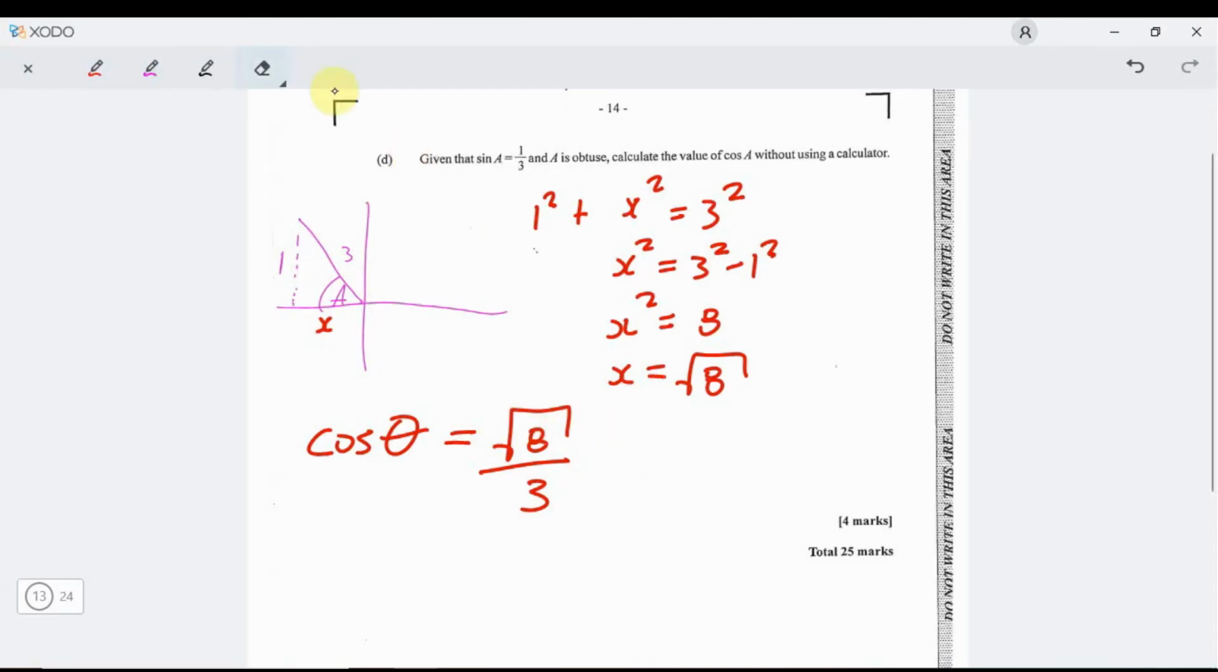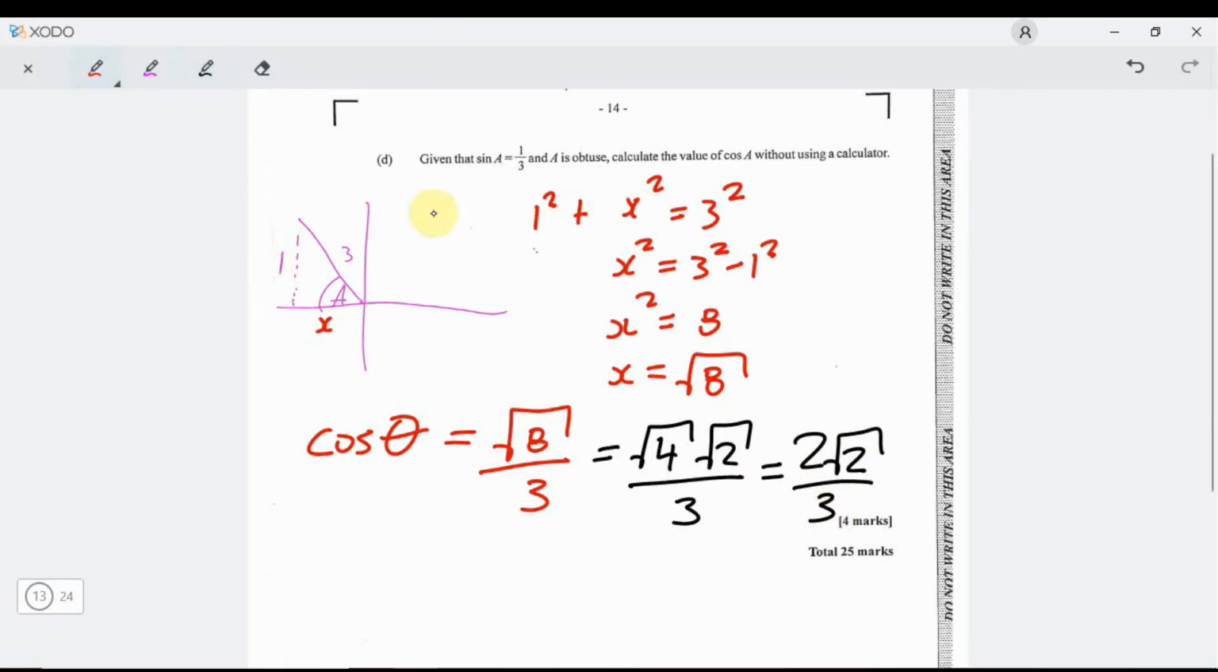We could break it down and say that square root 8 is square root of 4 times square root of 2, over 3. And square root of 4 is 2, so this is 2 root 2 over 3. If you wanted to tell them this is the answer, that's also fine. It doesn't matter. So that's one way of doing it.